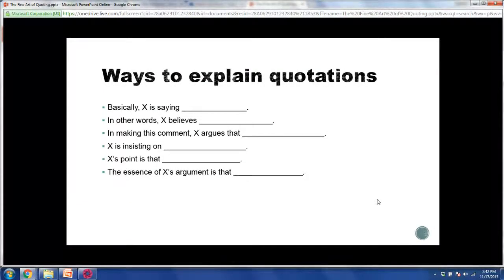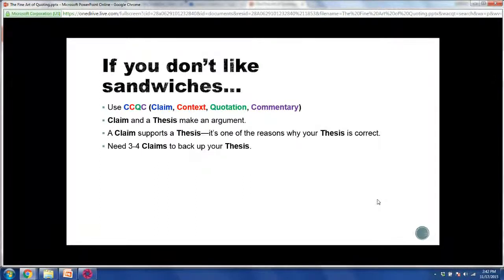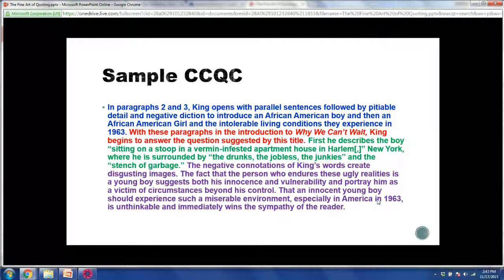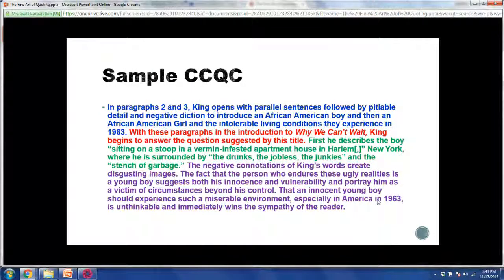Okay, and here are a couple of examples of ways to explain quotations. Some of these work for literary analysis as well, but you get the idea of how to introduce that kind of commentary. If you don't like sandwiches, you can use CCQC, which is claim, context, quotation, and commentary. It's the same idea as the quotation sandwich, but a different way of saying it. Your thesis makes your argument. The claim supports the thesis; that's why your thesis is correct. And then you have 3 to 4 claims to back up your thesis. Here are some examples of how that works out in a paragraph, color-coded to the previous slide.